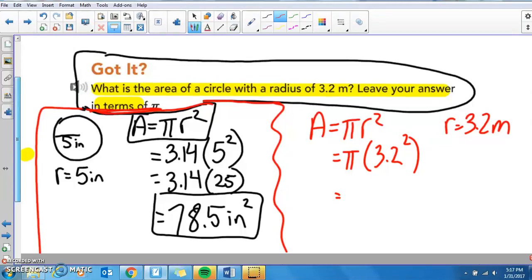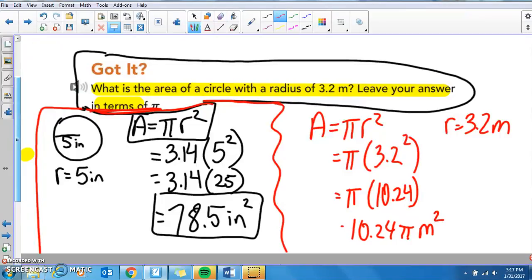This is very simple. The only math we have to do is 3.2 squared. When you do 3.2 squared, you would get 10.24. Now, since we don't use 3.14, we use the symbol. We're just going to write it as 10.24 pi. And then let's include the units, meters squared.